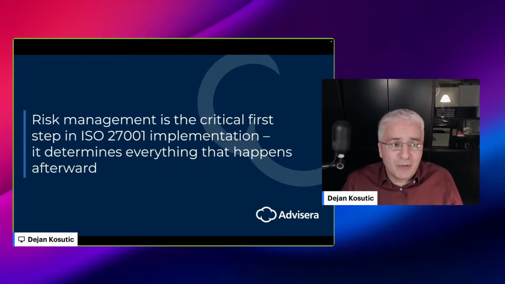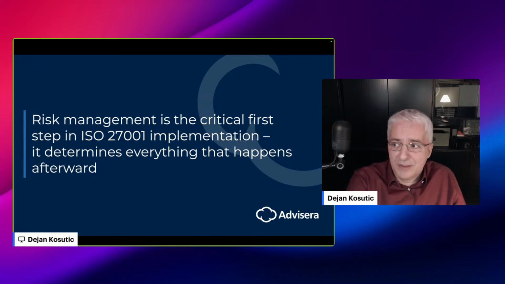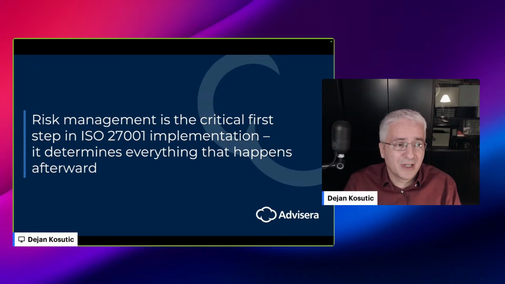Now, one of the main points today is that risk management is not really the first step in ISO 27001. There are some other steps that you have to go through before, but it is the first bigger step in the implementation, and the one that you will probably spend from a couple of weeks to a couple of months on, depending on the size of your company. It is probably the most complex step in your implementation. And why is this so important?